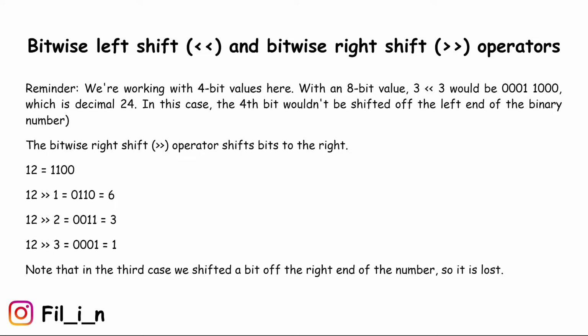Reminder, we're working with 4-bit values here. With an 8-bit value, 3 << 2 would work differently. In this case, the 4th bit wouldn't be shifted off the left end of the binary number.